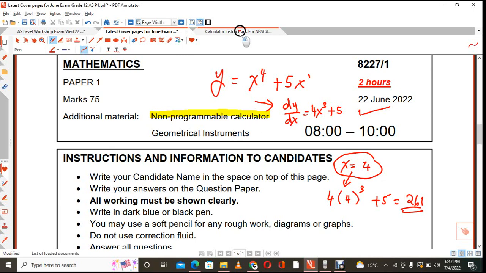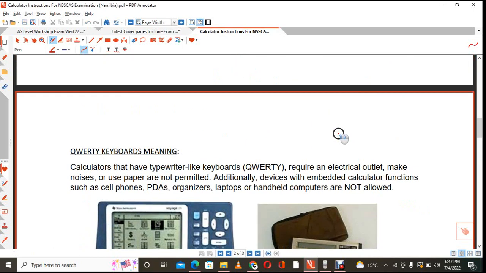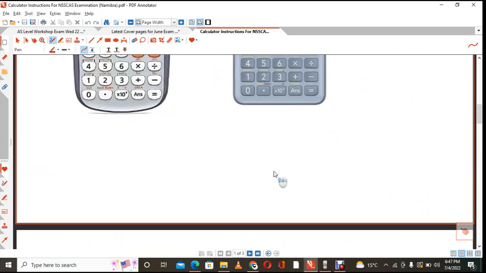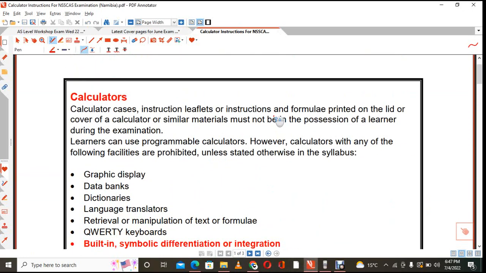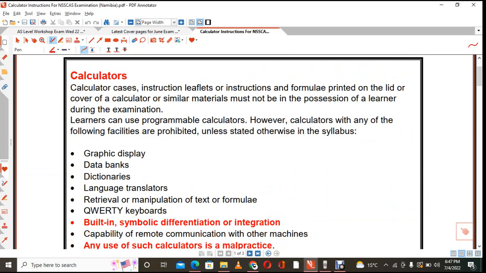So I have, as I said, a list that I took from the latest updated version of the handbook that goes out to the centers of Namibia, where they are giving you information. They say calculator cases, instruction leaflets, or instructions and formula printed on the lid or cover of a calculator or similar materials must not be in the possession of a learner during the examination. Learners can use programmable calculators. However, calculators with any of the following facilities are prohibited unless stated otherwise in the syllabus.